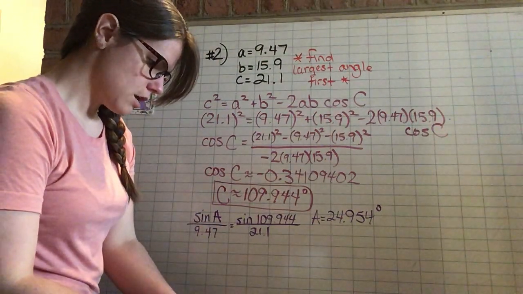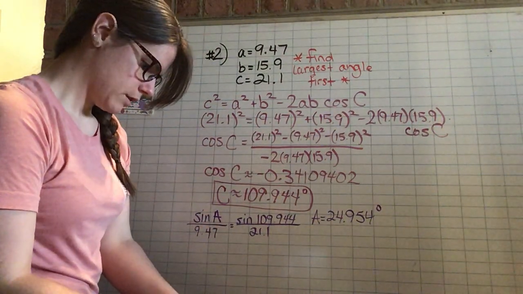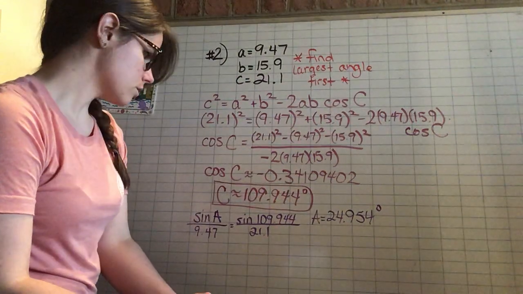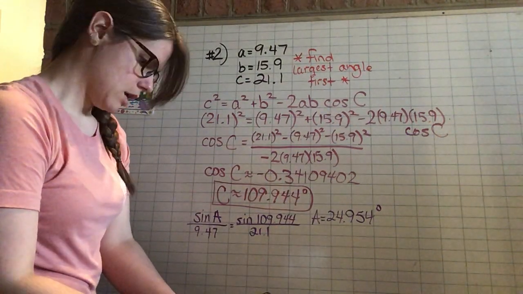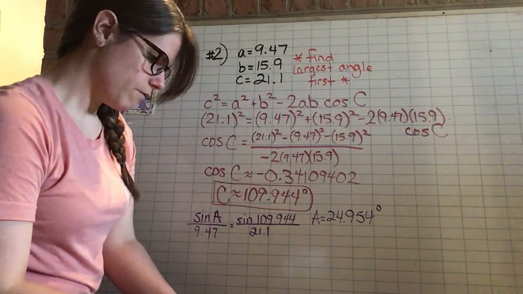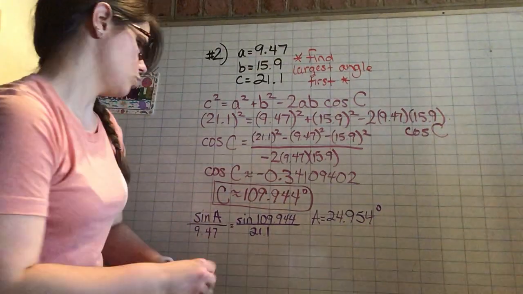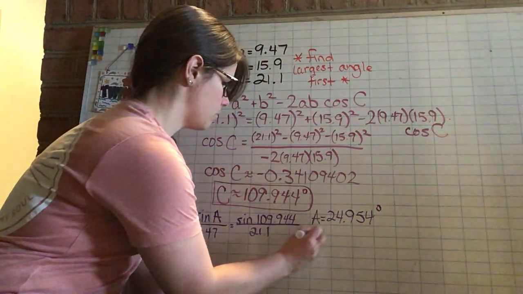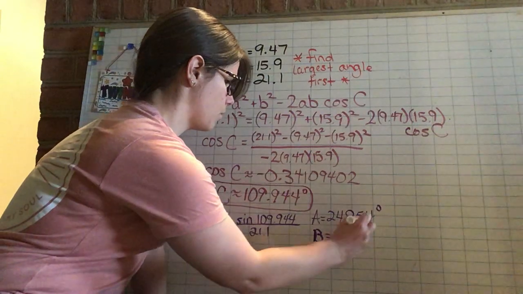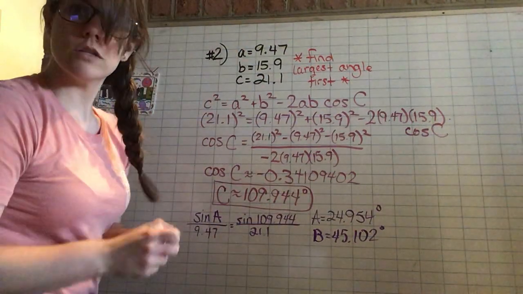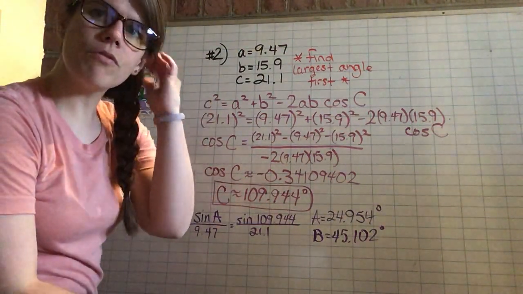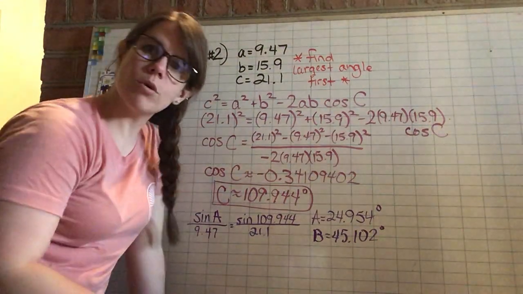Now that I have two of my angles, I just use subtraction. So 180 minus that number minus 109.944, and I get 45.102. So angle B will be 45.102 degrees. All right, so there is your second example for your law of cosines.